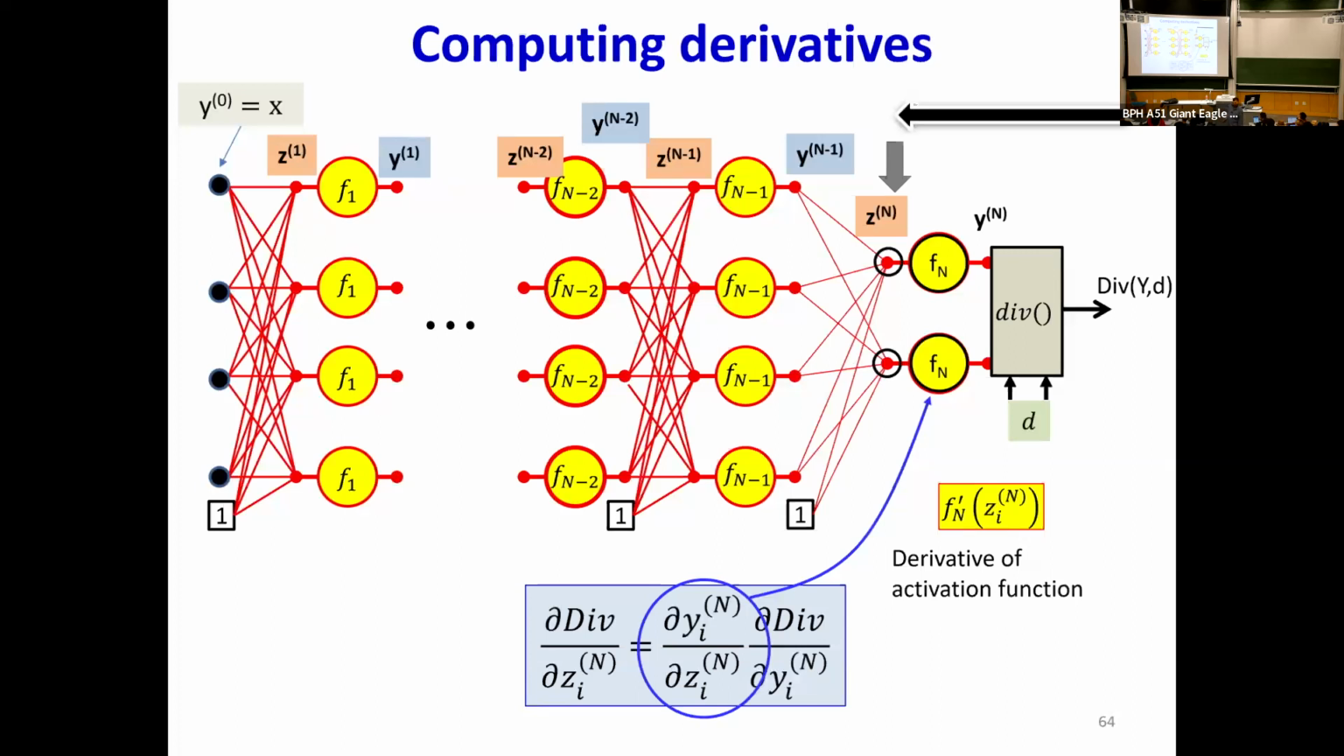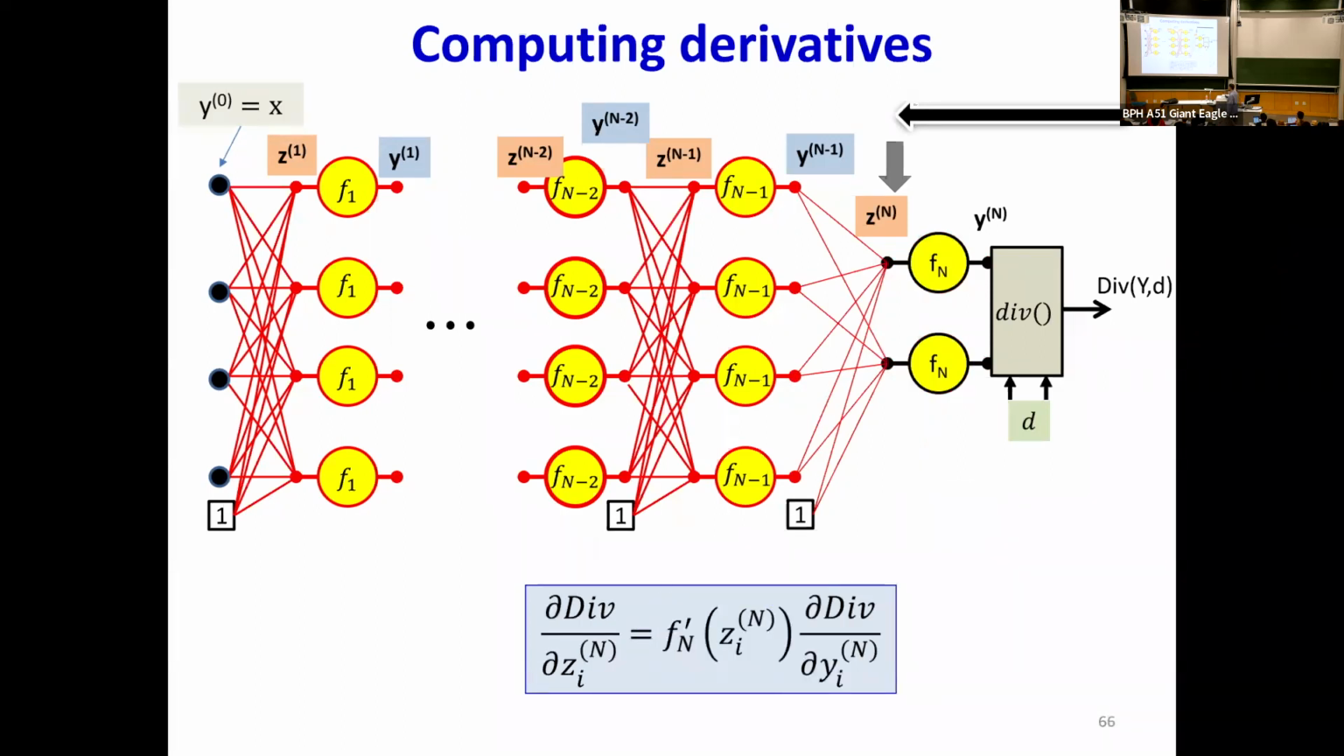Is it the reason why we save those values? Yes, we need them because we need to compute these derivatives, right? And so this is computed in the forward pass, and so I can write the derivative of the divergence with respect to Z. Easy, right?